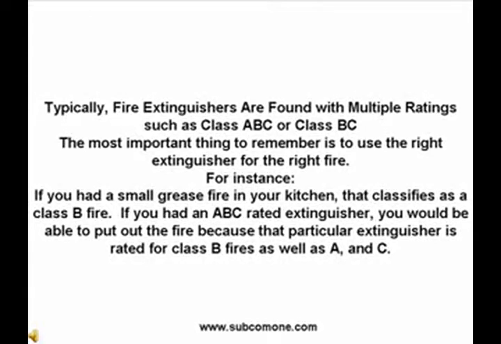Typically, fire extinguishers are found with multiple ratings such as ABC or BC. The most important thing to remember, though, is to use the right extinguisher for the right kind of fire. For instance, if you had a small grease fire in your kitchen, that classifies as a B flammable liquid. If you have an ABC rated fire extinguisher, you'd be able to put out the fire because that particular extinguisher is rated for B class fires. It's also rated for A class fires and C class fires. Therefore, if we were to recommend a fire extinguisher for your home, it would be an ABC rated fire extinguisher.